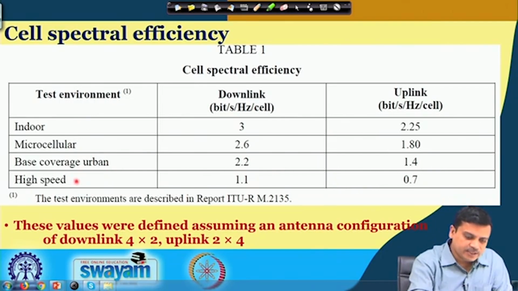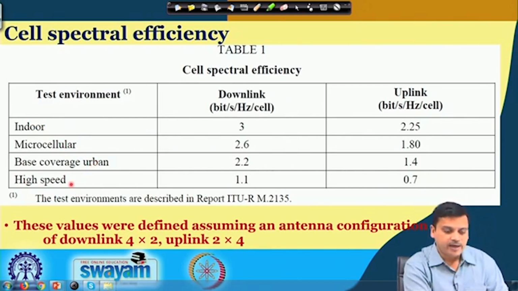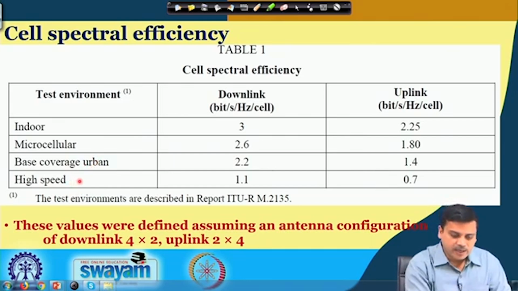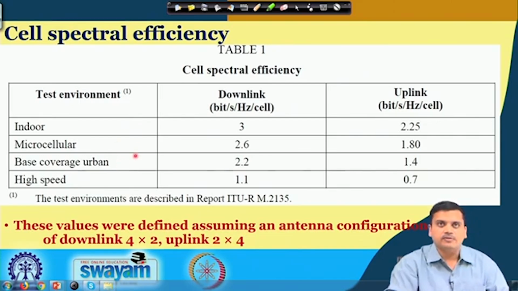On the left hand side, as we had said, there are different propagation environments, classified from indoor to microcellular to base coverage urban area. The urban area is rather more important, and so are high mobility scenarios. As said earlier, these were defined for different configurations of antennas. We will see the description of these at a later time.